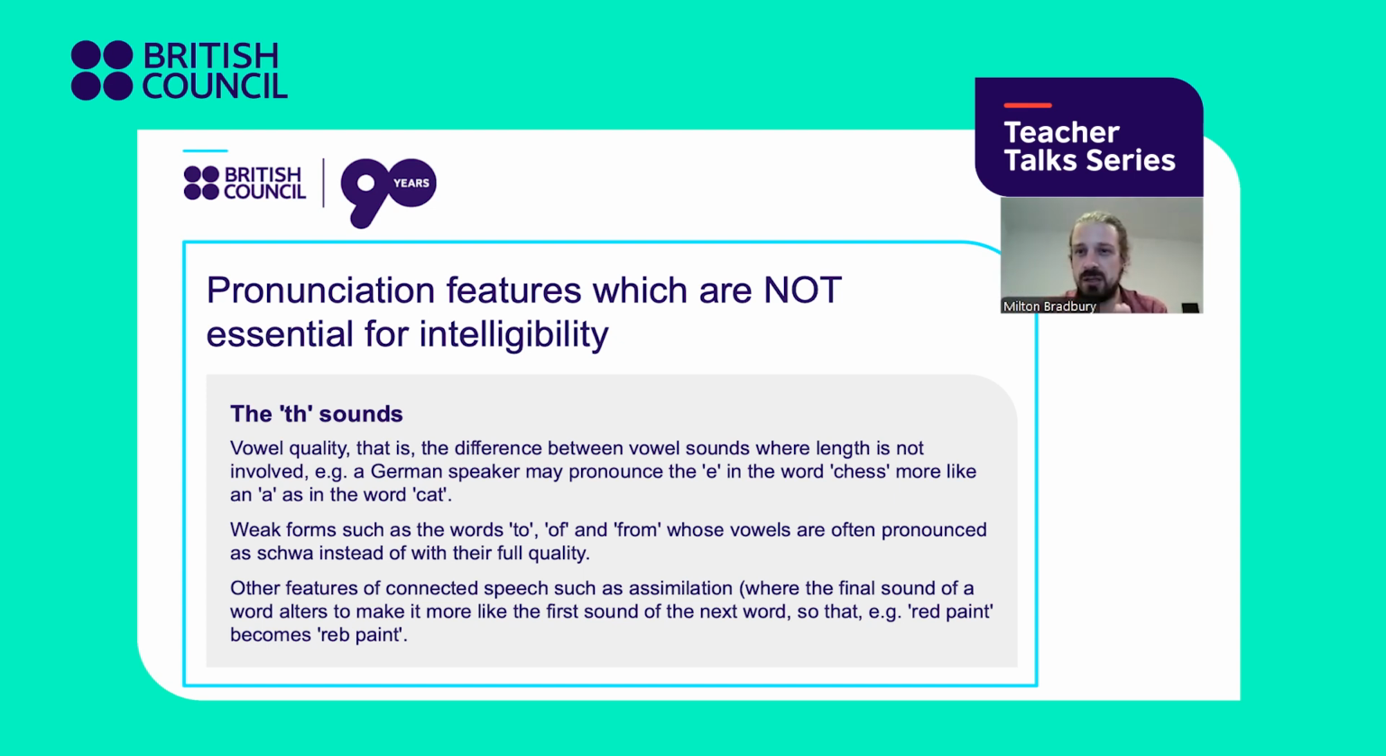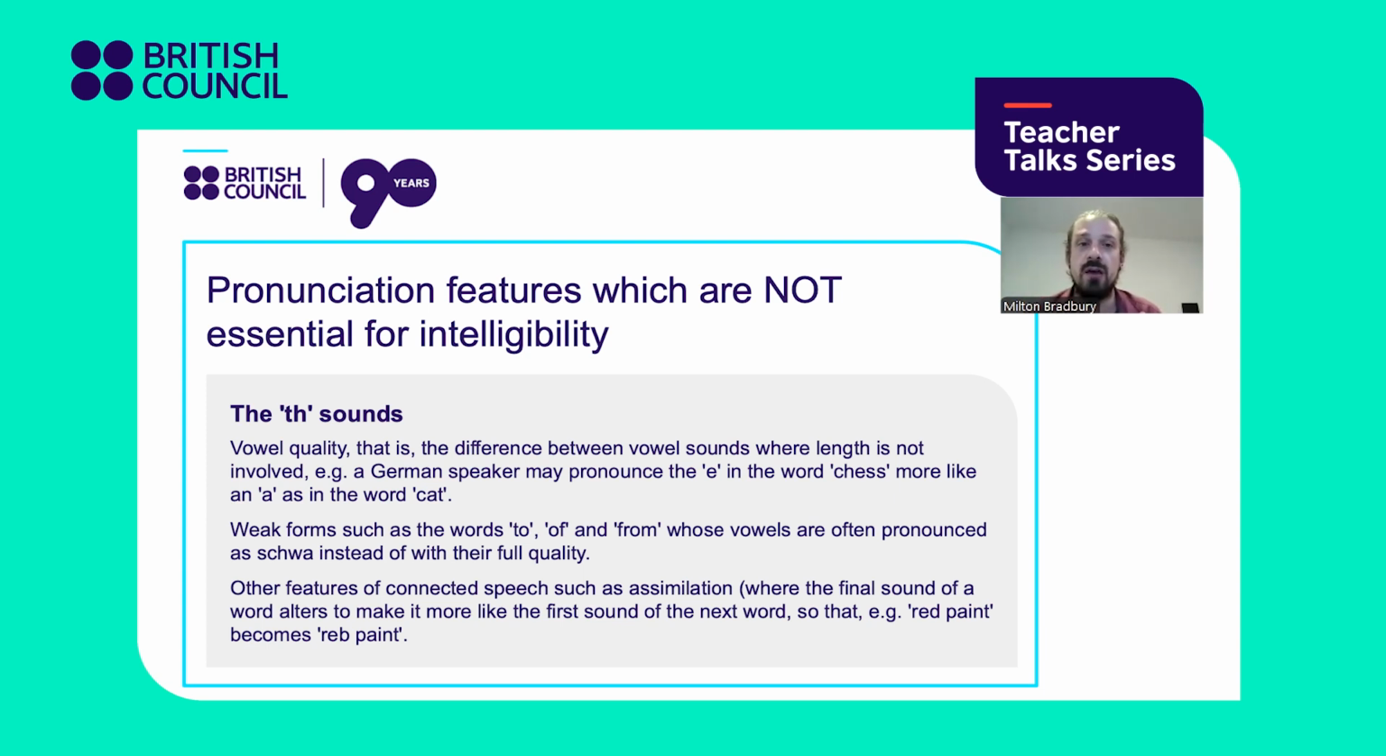Vowel quality. Don't be so strict about what an "a" should sound like. A German speaker might pronounce it like "eh". So, for example, they might say "chess" instead of "chass". They might say "cut" instead of "cat". How important is it to teach the difference? If you can understand that a cat is an animal, does it matter if you say "cat" or "cut"? It doesn't really matter too much.